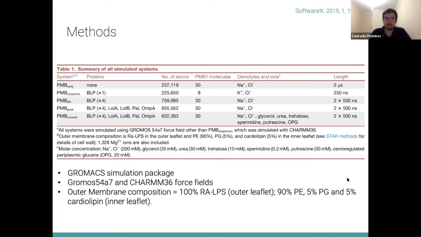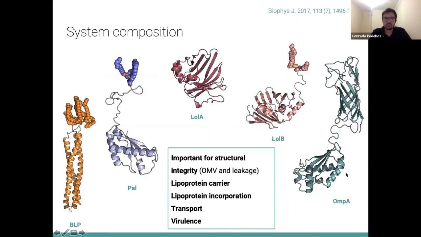a biological membrane. So in terms of proteins, the proteins were chosen because they are all somehow related. We have BLP, Pal, and OmpA, which are important for structural integrity. BLP is the only protein that is covalently bound to the cell wall, while Pal and OmpA also bind to the cell wall, but in a non-covalent way.